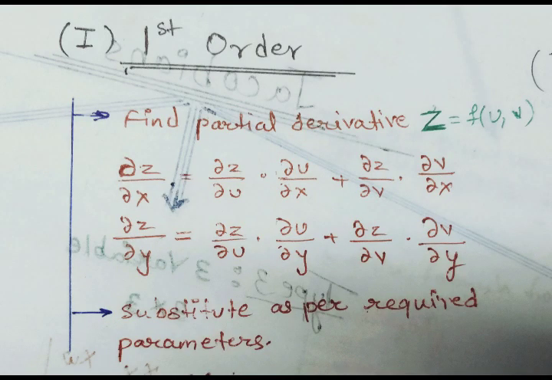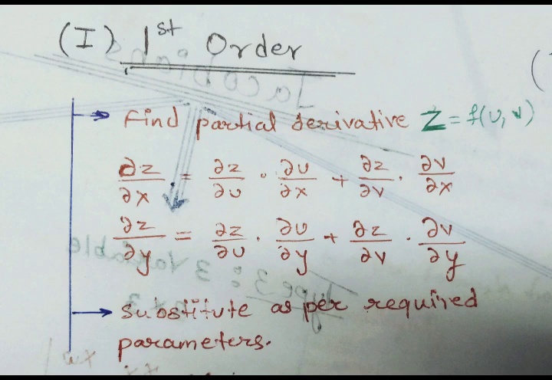Now moving on to the first subtype of the composite function, which is using first order derivative. For finding the first order derivative, when z equals f of u, v, u and v are my variables and z is my dependent variable on u and v, which are independent variables.